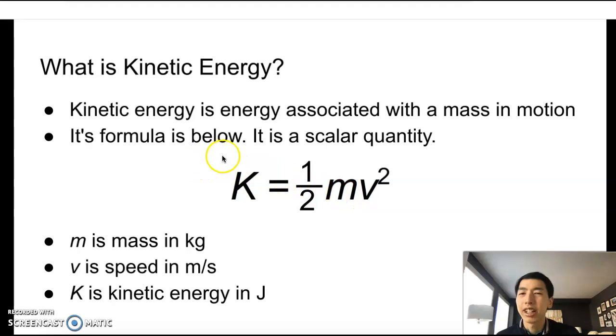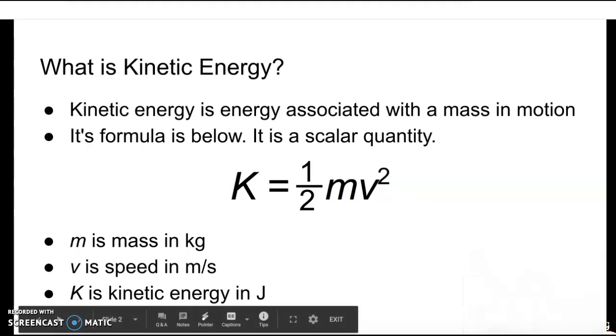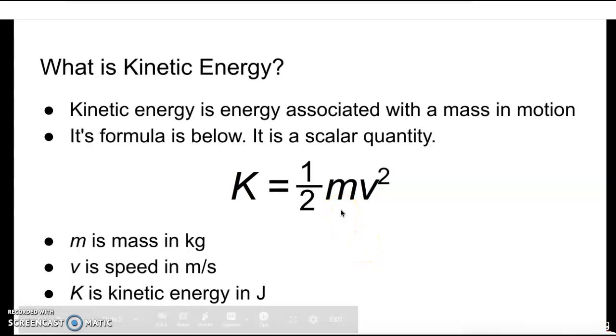Okay, one thing to note is that kinetic energy is a scalar quantity. So you do not put a direction for kinetic energy. And the speed of the object, v, it does not matter what direction that speed is. Okay, so with this formula, I'm going to point out two statements here.